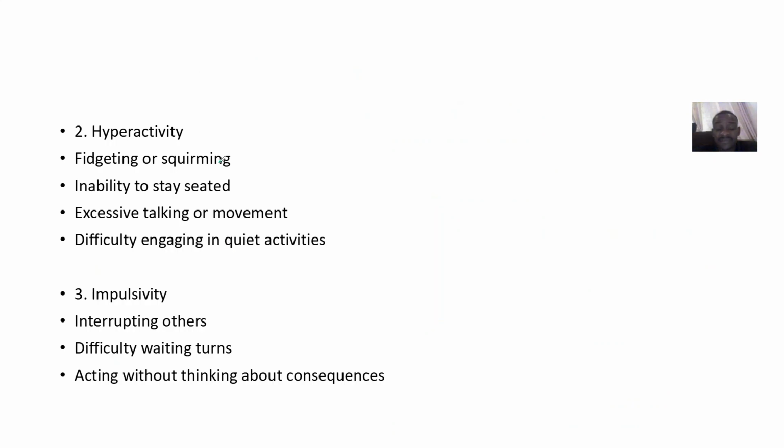So hyperactivity too, fidgeting or squirming, they're just some of them. When it comes to them, they are just everywhere. So they have inabilities to actually stay in one place, stay seated. Excessive talking or movement, difficulties engaging in quiet activities. Impulsivity, they can interrupt others. All right. They have difficulties waiting for their turn. All right. Acting without thinking about the consequences.